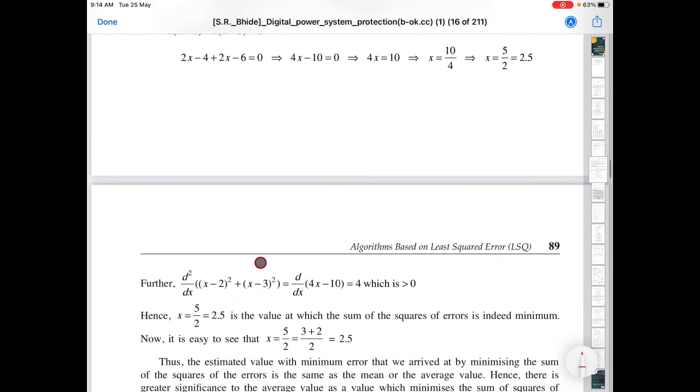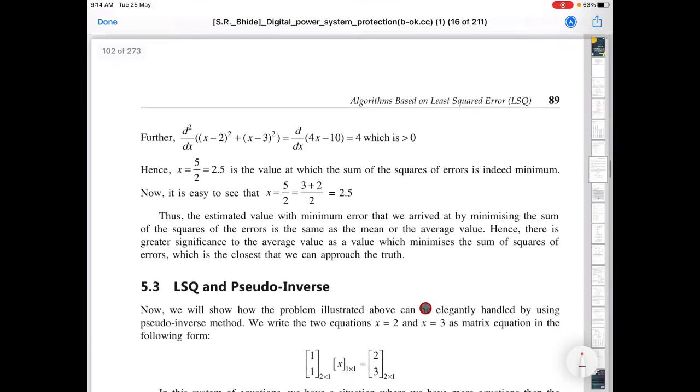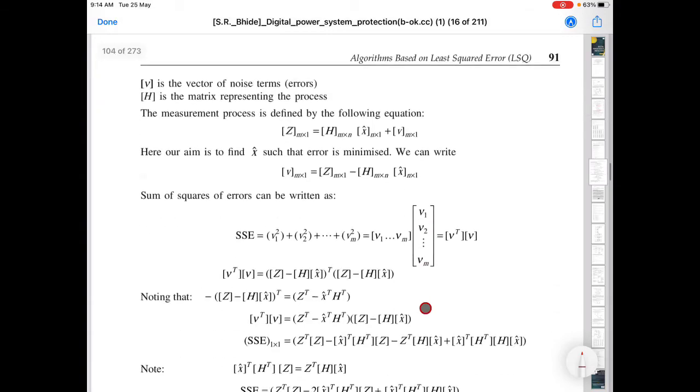This is true only when the second condition is met. When you double differentiate it, already once you have differentiated, you have got 4x minus 10. Now if you differentiate this, obviously you will get 4, because x is associated with 4, and the differentiation of a constant is 0. So 4 is obviously greater than 0, which is positive. It means whatever x value you have got earlier is true. So this is the LSQ method. Hope you have got it.